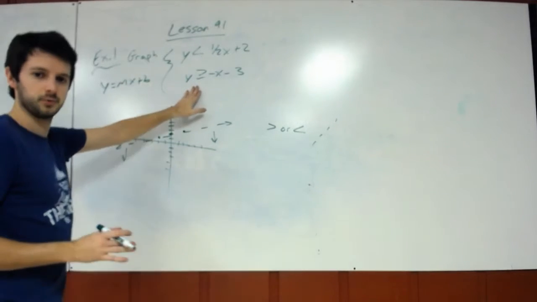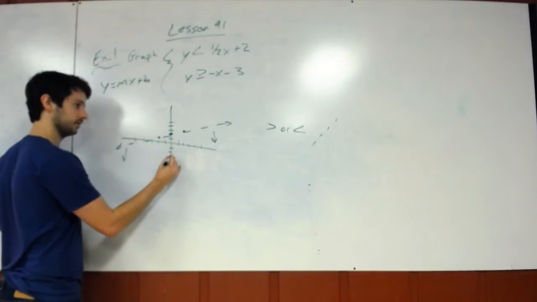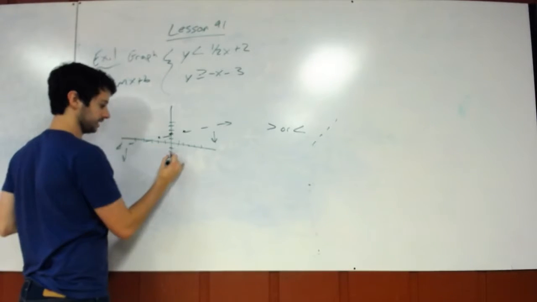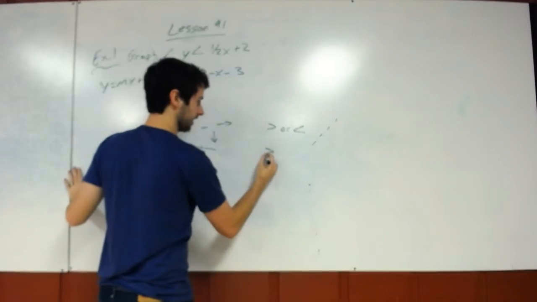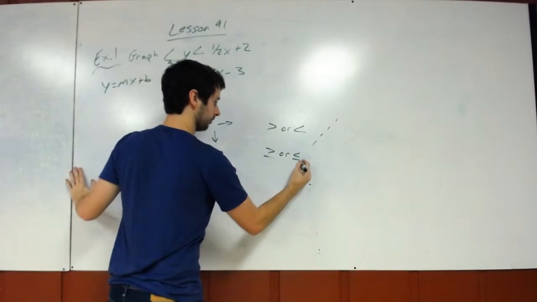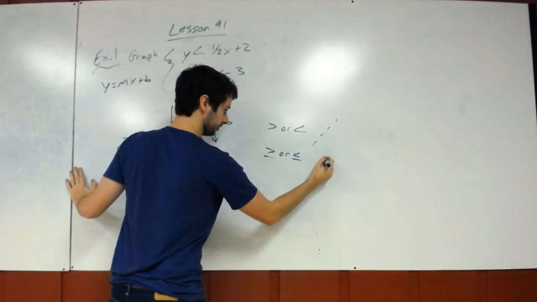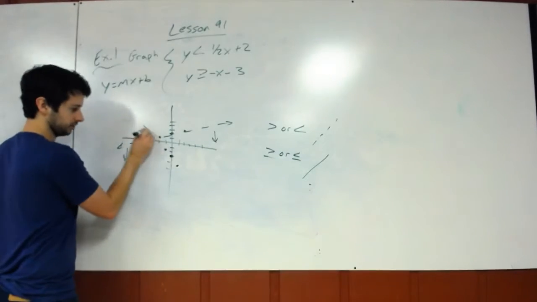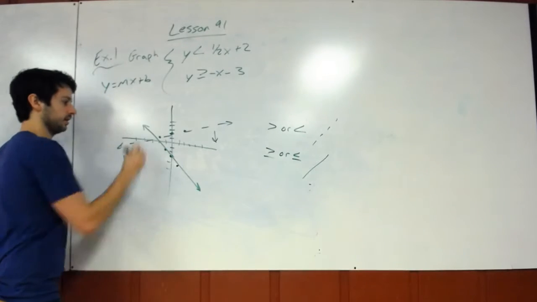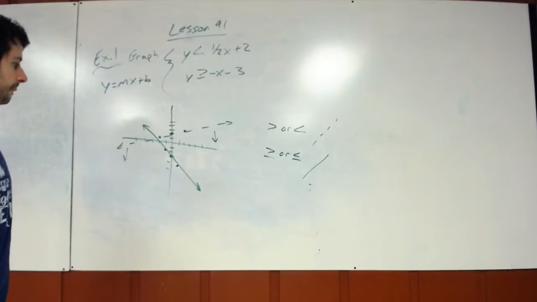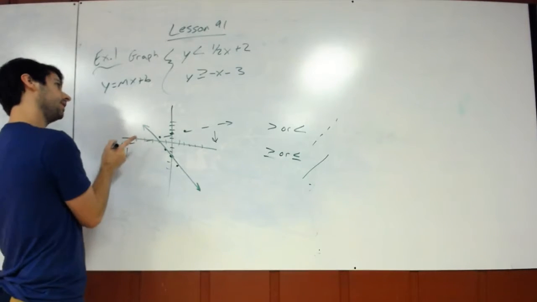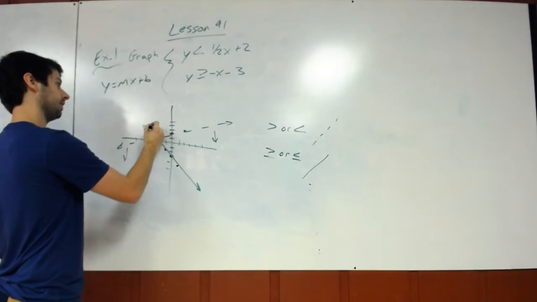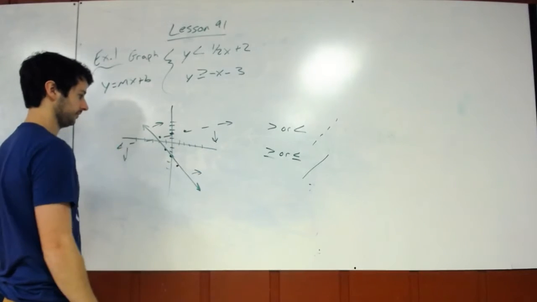For this one, we get a y-intercept of -3, a slope of -1, so down 1 to the right one, up 1 to the left one. Now, if it's a greater than or equal to or less than or equal to, it would be a solid line. So, draw my solid line. And now we got to figure out where to shade. Well, if I'm shading greater than, that means it's going to be above.